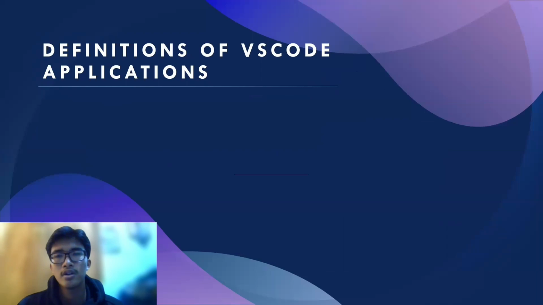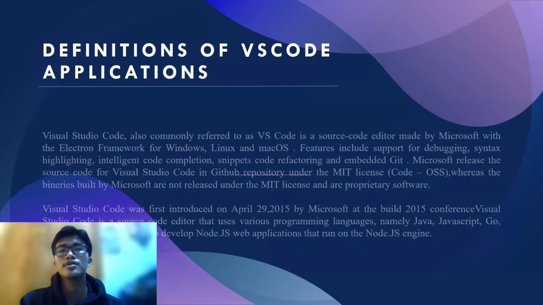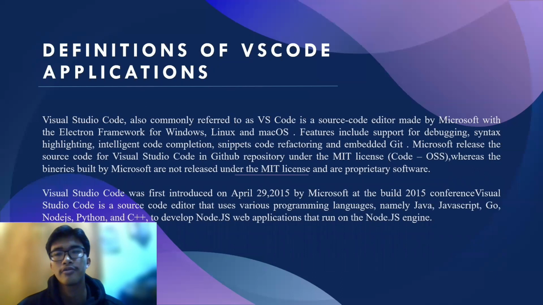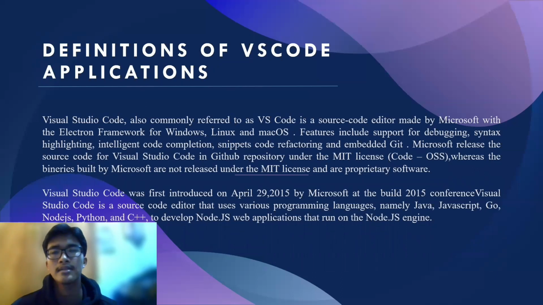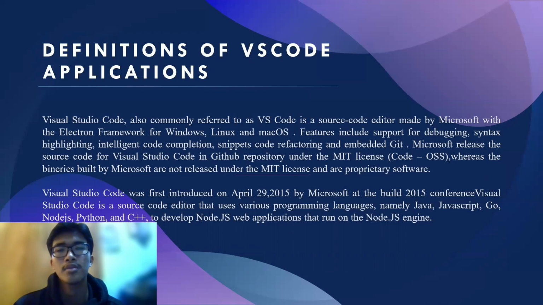Definition of Visual Studio Code application. Visual Studio Code, also commonly referred to as VSCode, is a source code editor made by Microsoft with the Electron framework for Windows, Linux, and Mac OS. Features include support for debugging, syntax highlighting, intelligent code completion, snippet code refactoring, and embedded Git.